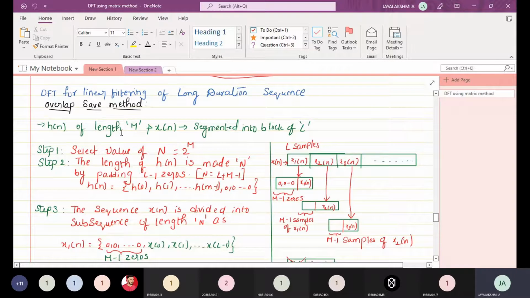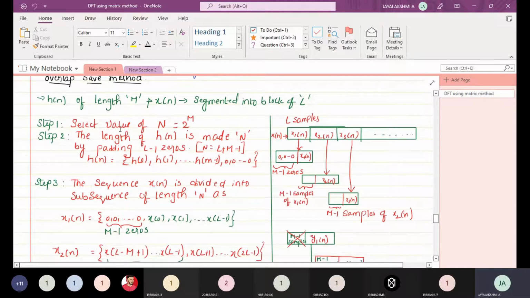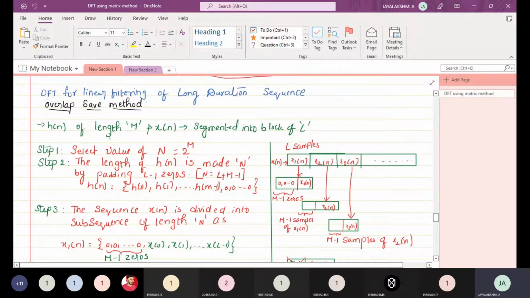When performing a convolution, we need two sequences, x of n and h of n. Here h of n has length m, and x of n, a long duration sequence, is segmented into blocks of L samples. In the procedure, the first step is to select the value of N, which is given by 2 power m, where m is the length of h of n. That is the first step: find the N value.